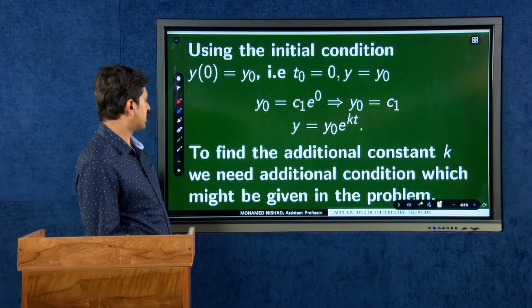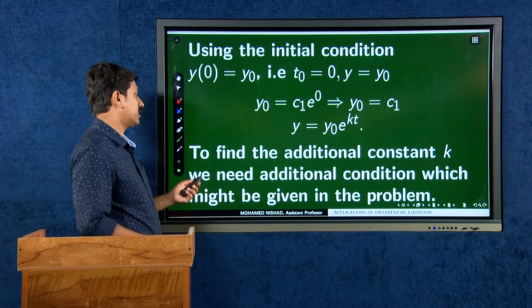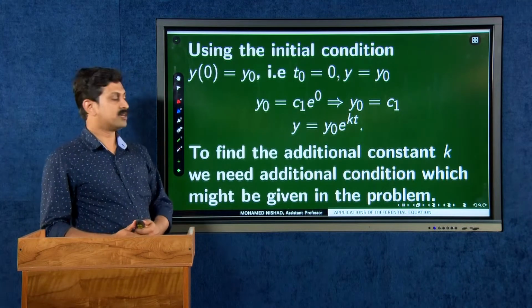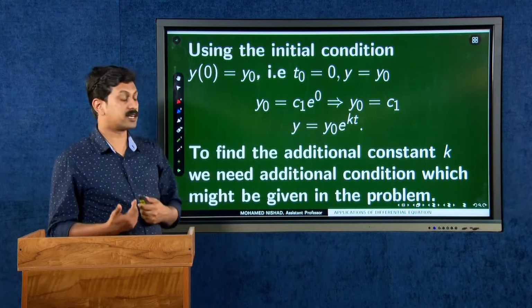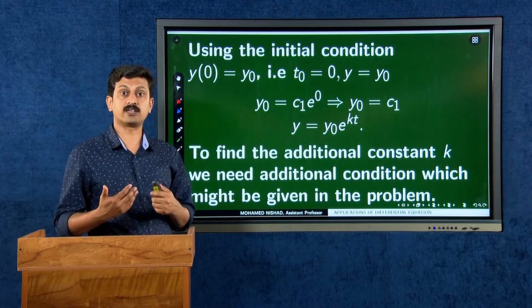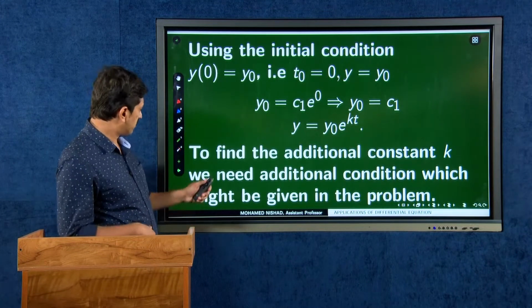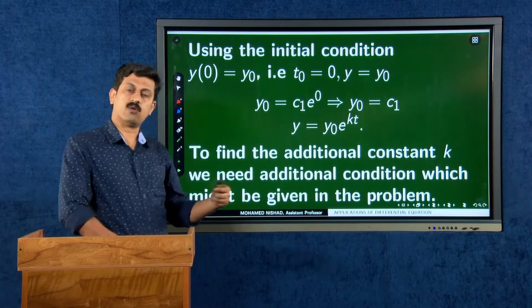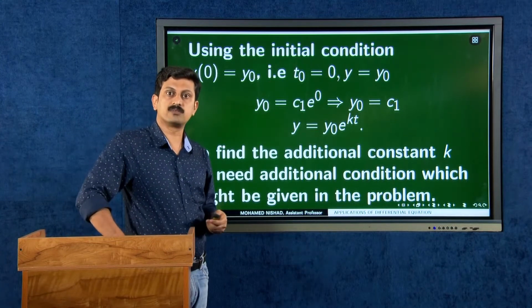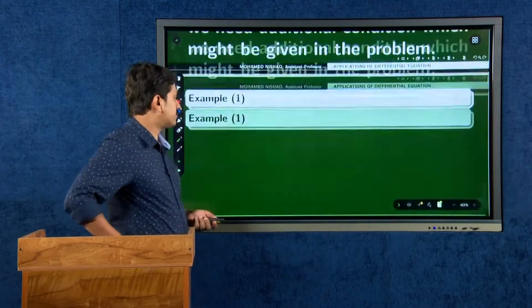That is the solution. Now, to find the additional constant k, we need an additional condition. We have one more constant, that is k. Based on that k, we understand whether it is growth or decay. So, we need an additional condition which might be given in the problem. For a particular problem, we will have a condition to find the value of k.